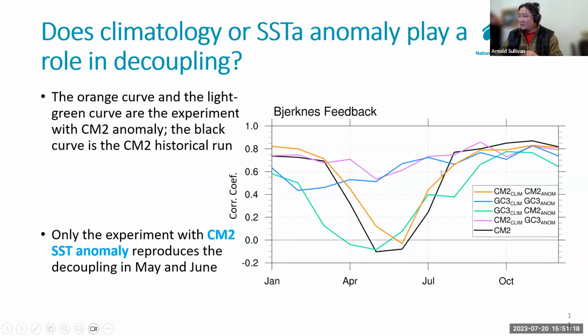The black curve in here is the original CM2 from the historical run, and from here you can see this orange curve with the CM2 anomaly, or the sort of greenish ones, also with the CM2. Only these two, with the CM2 anomaly SST at the Niño 3 and the wind at the Niño 4, will somehow decouple.